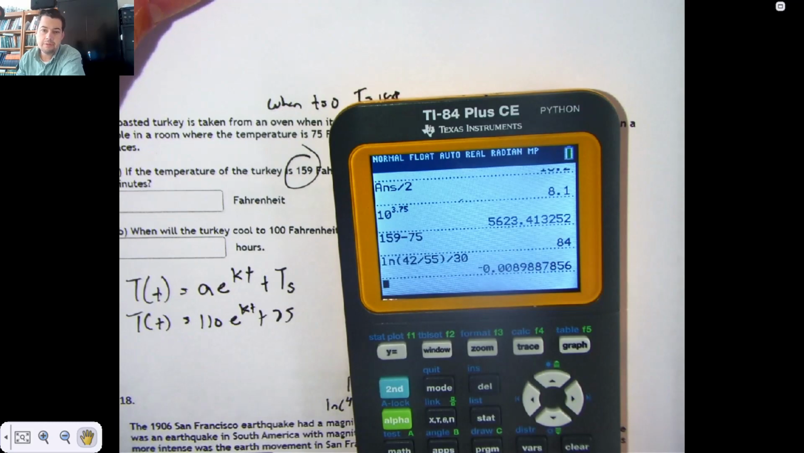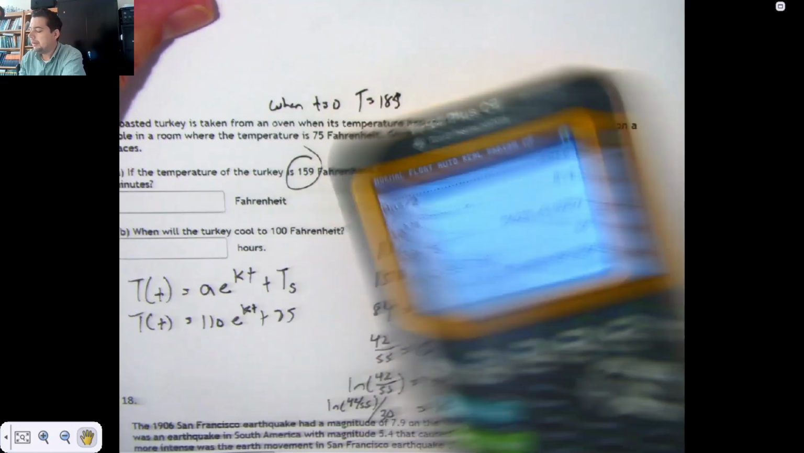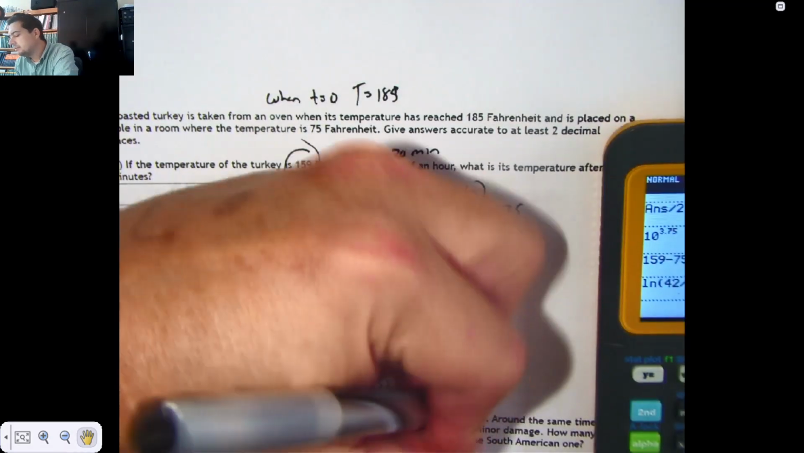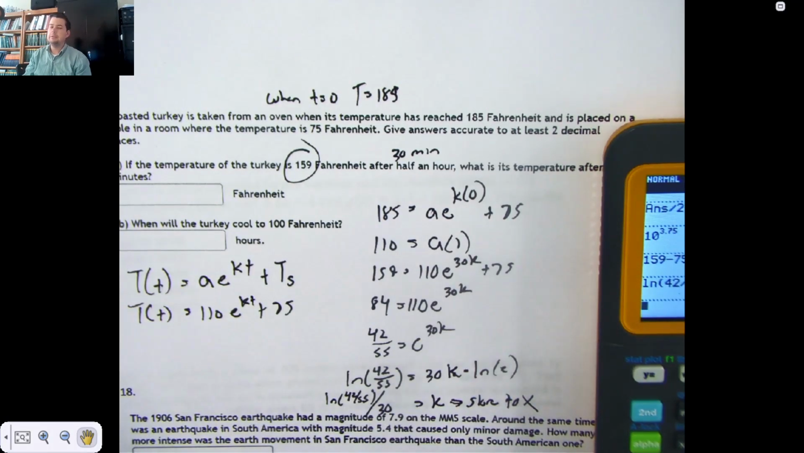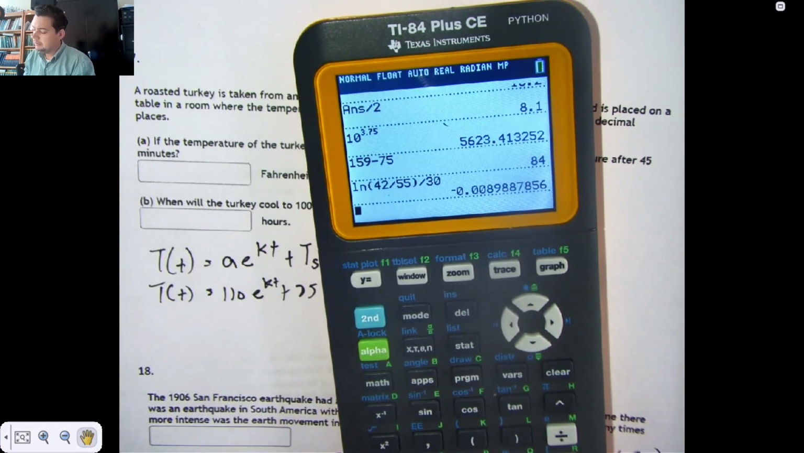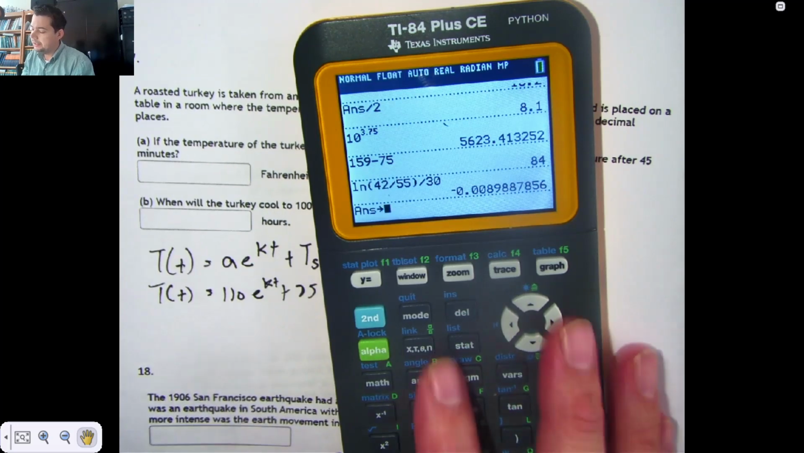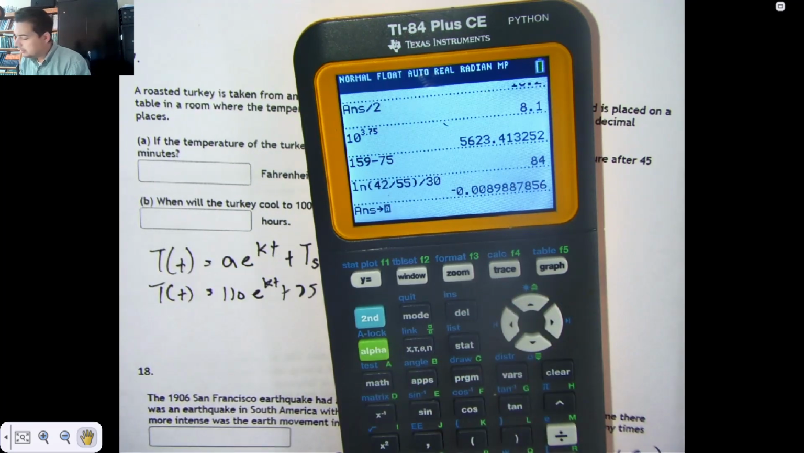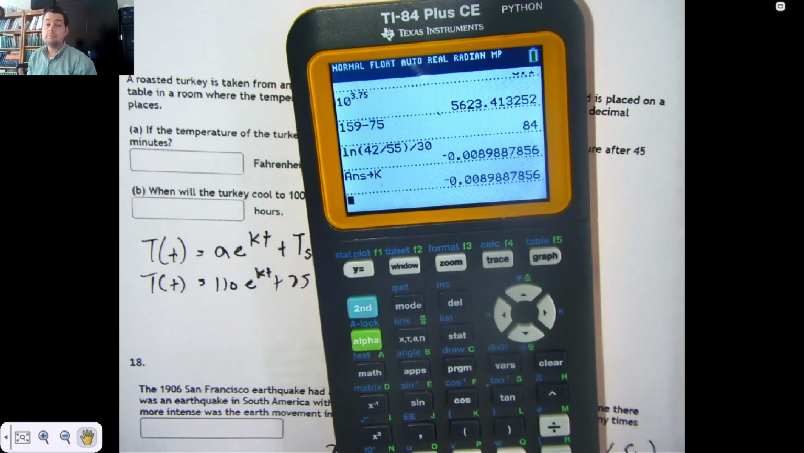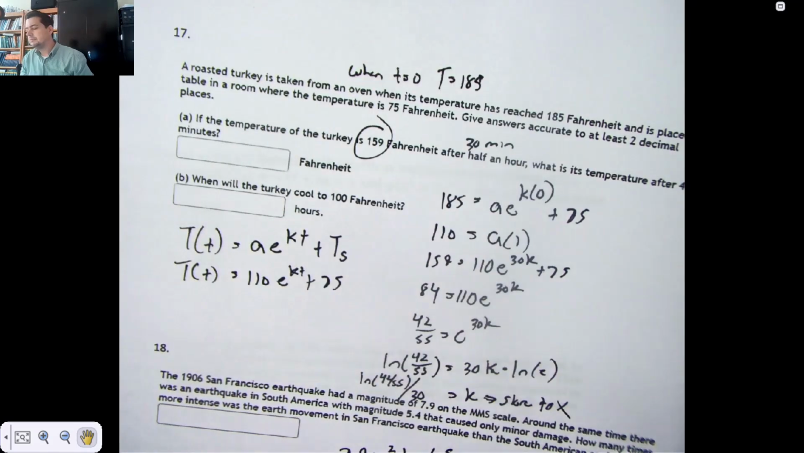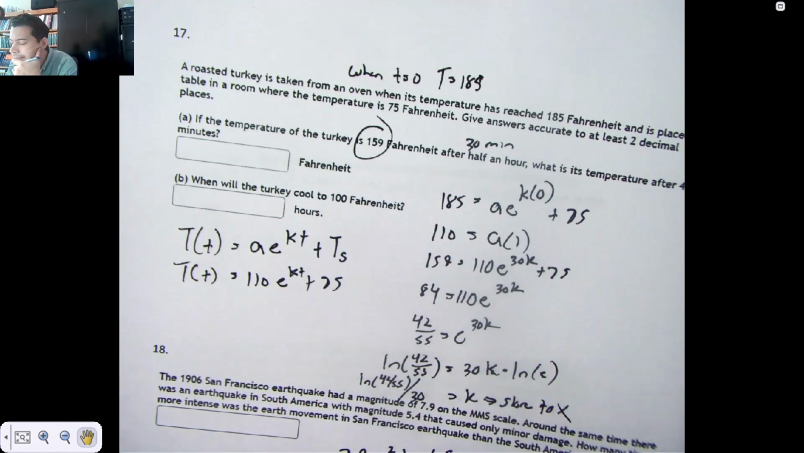So there she is. Negative 0.00898, blah, blah, blah. Anyways, I'm just going to store it to X. That's exactly what I'm going to do with it. Or you could actually store it to K. You could hit alpha, and where's that K key at? Parentheses. And there it is. It's in your calculator forever until you decide to put something else there.